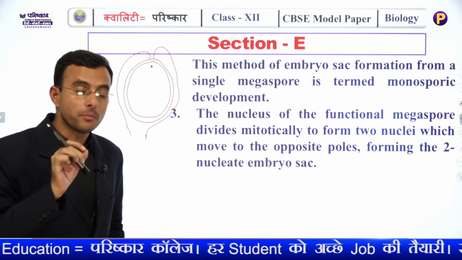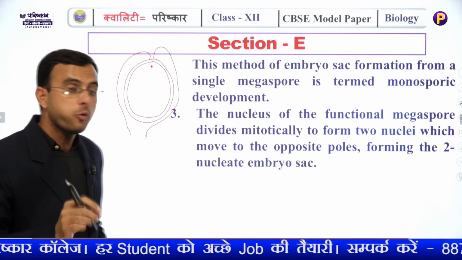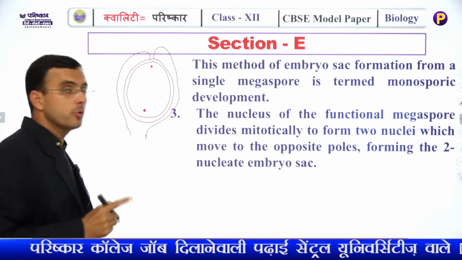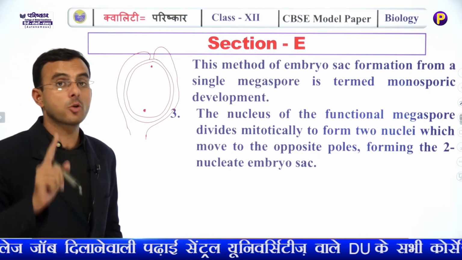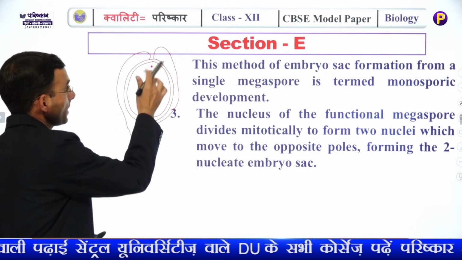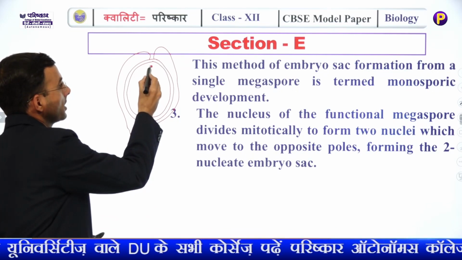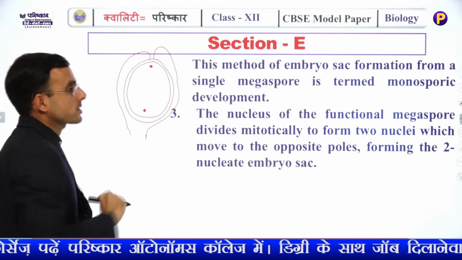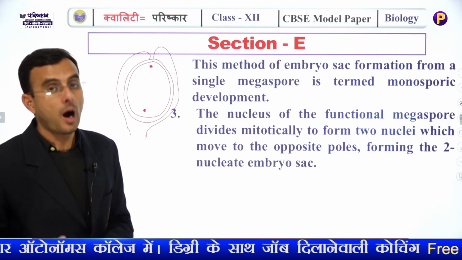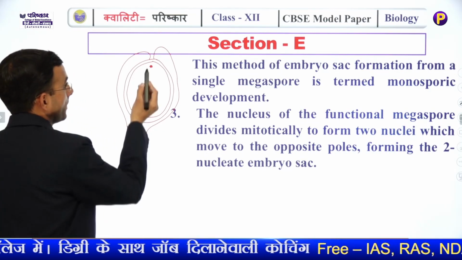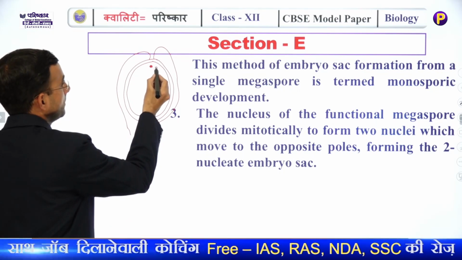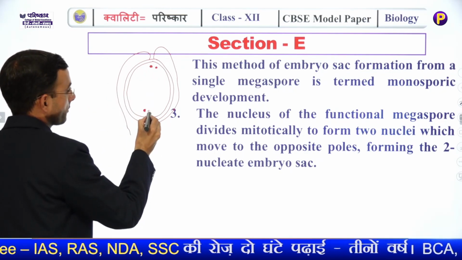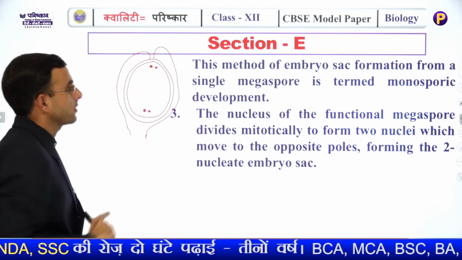When the megaspore nucleus germinates, the first division is a mitotic division, and in that mitotic division 2 nuclei are formed. Thereafter there is no cytokinesis. When the megaspore nucleus divides by mitotic division, 2 nuclei are formed, and these 2 nuclei reach the opposite poles. After this there is another mitotic division, so there are 2 nuclei on this side and 2 nuclei on this side.